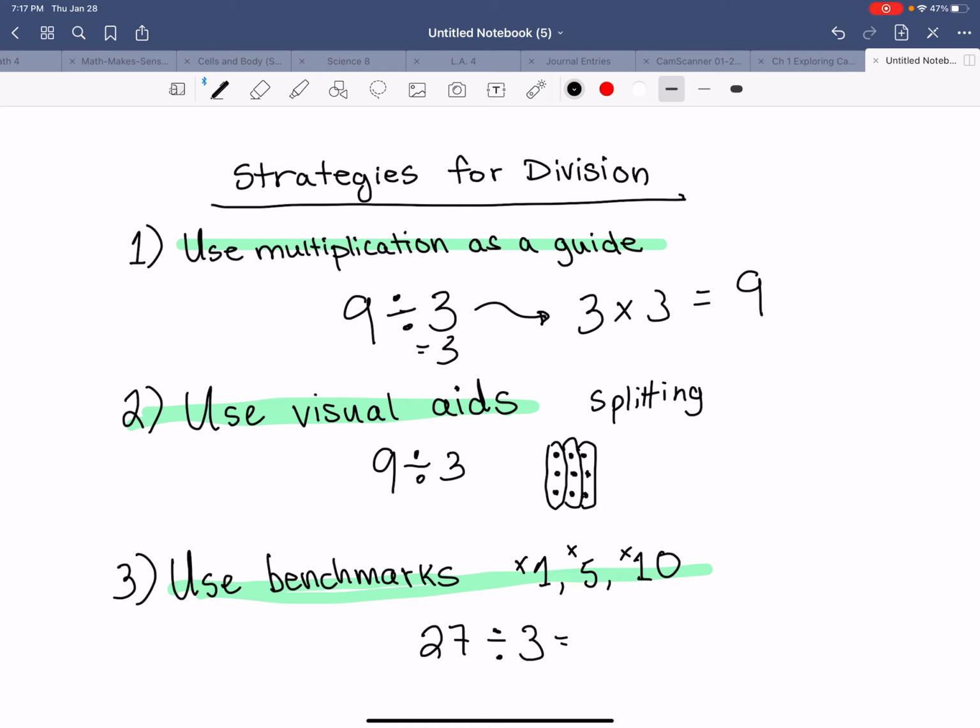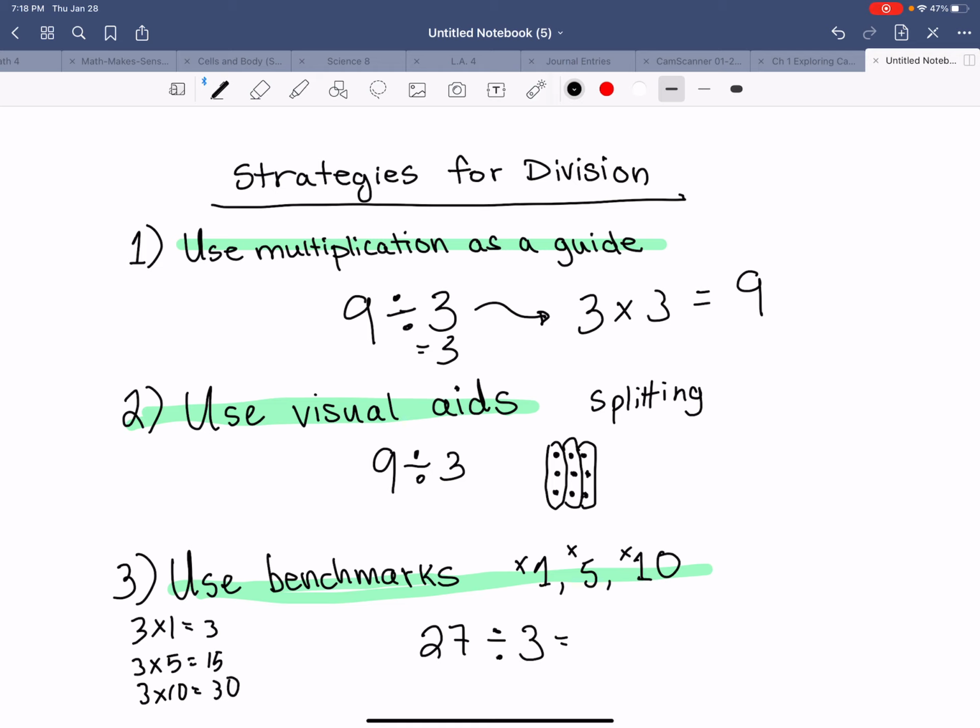Right? The first question is easy to count up because we just have to go 3, 6, 9. 9 is a small number, but 27 is a larger number, so it would take more time to count up to 27 by 3s than it is to count up to 9. So there's a faster way, right? We can use benchmarks. So we can think 3 times 1 equals 3. 3 times 5 is 15, and 3 times 10 is 30.